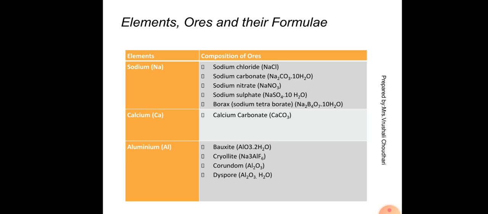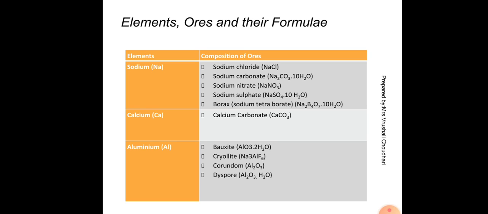These are the elements and ores with their chemical formulas. If we want to extract sodium metal, the ores are sodium chloride, that is namak, common salt. The formula is NaCl. Sodium nitrate, NaNO3. Sodium sulfate, Na2SO4. Then H2O.